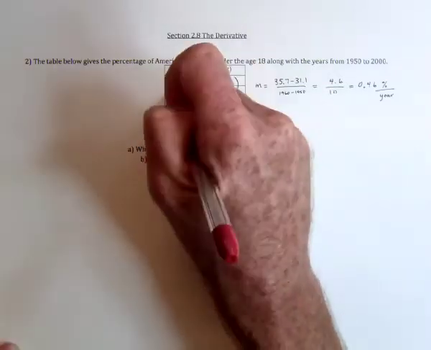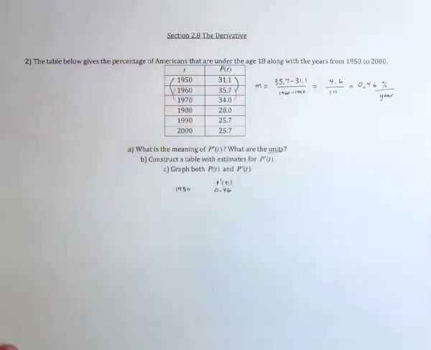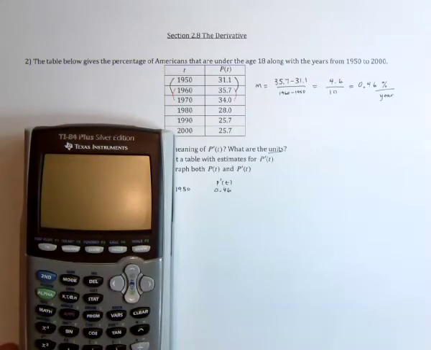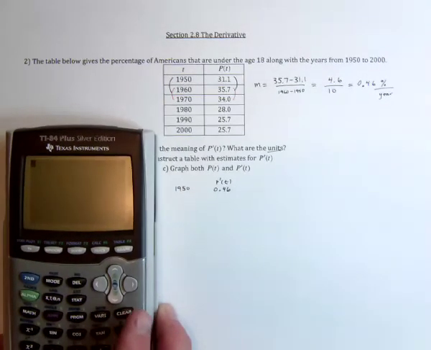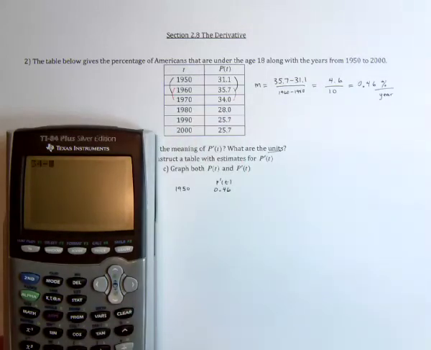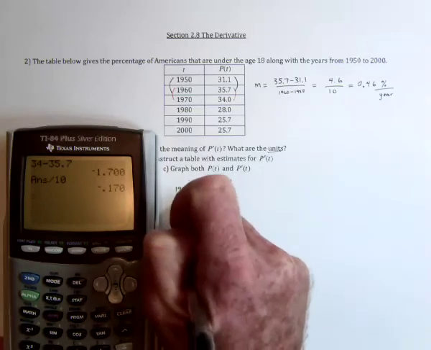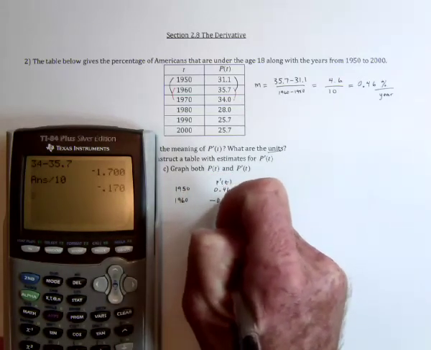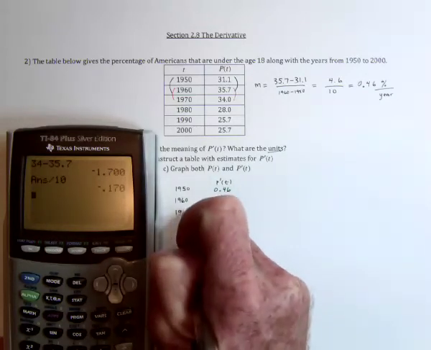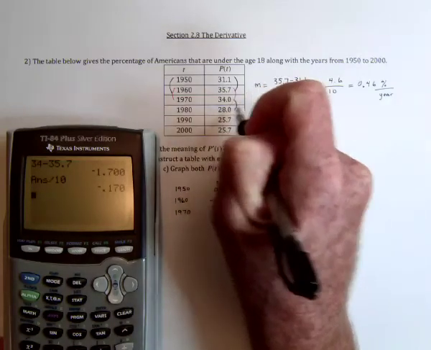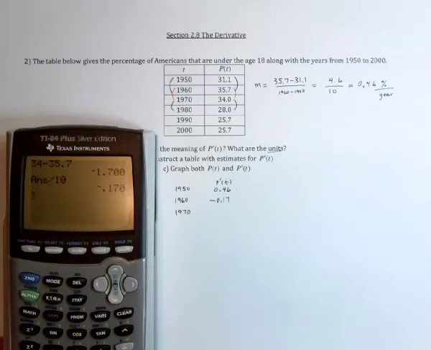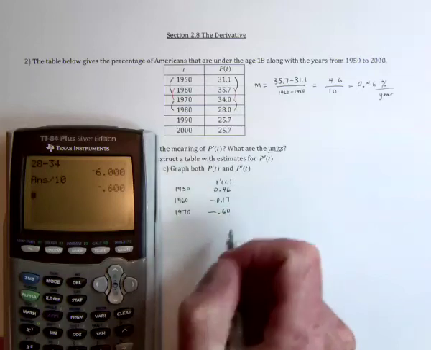Now do the 1960s. So throughout the 1960s, we've got 34 minus 35.7 and then divided by 10. They're all going to be divided by 10. And so then throughout the 1960s, it dropped by 0.17 per year. Next, the 1970s. So that would be these two, from the 70s to the 80s. So 28 minus 34, and then divide that by 10. So then it dropped by 0.6% per year.